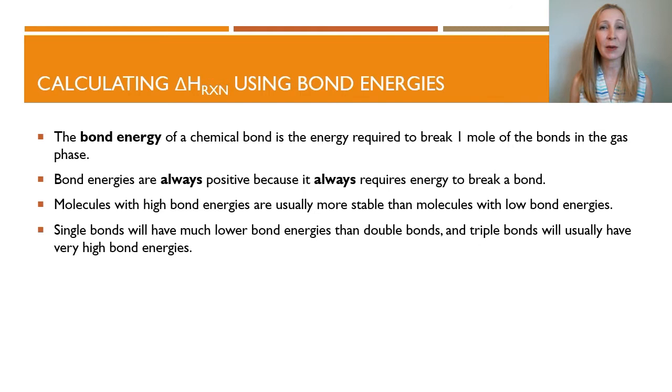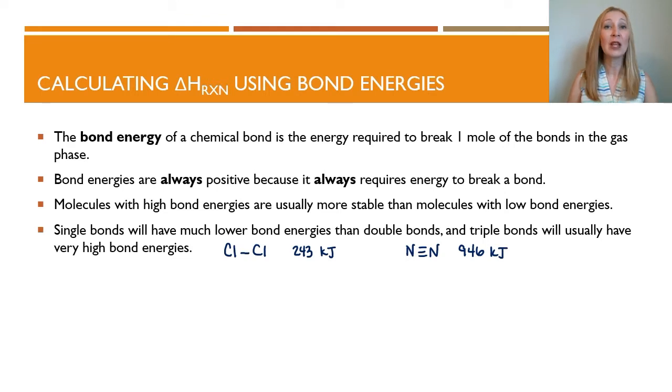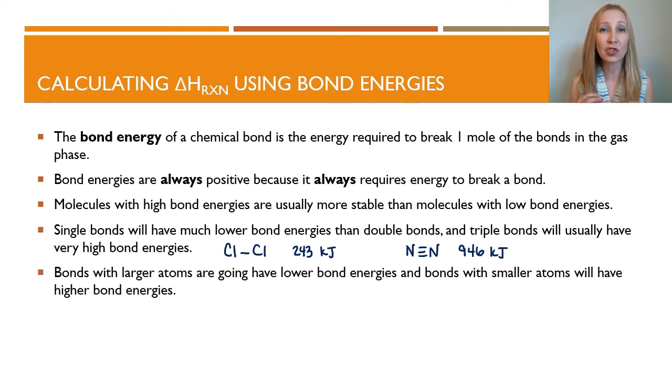So let's just take, for example, chlorine and nitrogen. Chlorine gas has a single bond. If we were to draw just a really quick, crude Lewis structure for chlorine gas, it's diatomic, it's Cl2, so chlorine bonded to itself. The amount of energy it takes to break that single bond is 243 kilojoules per mole. Now, if we compare that to nitrogen, N2, which has a triple bond, the amount of energy it takes to break that triple bond is 946 kilojoules per mole.